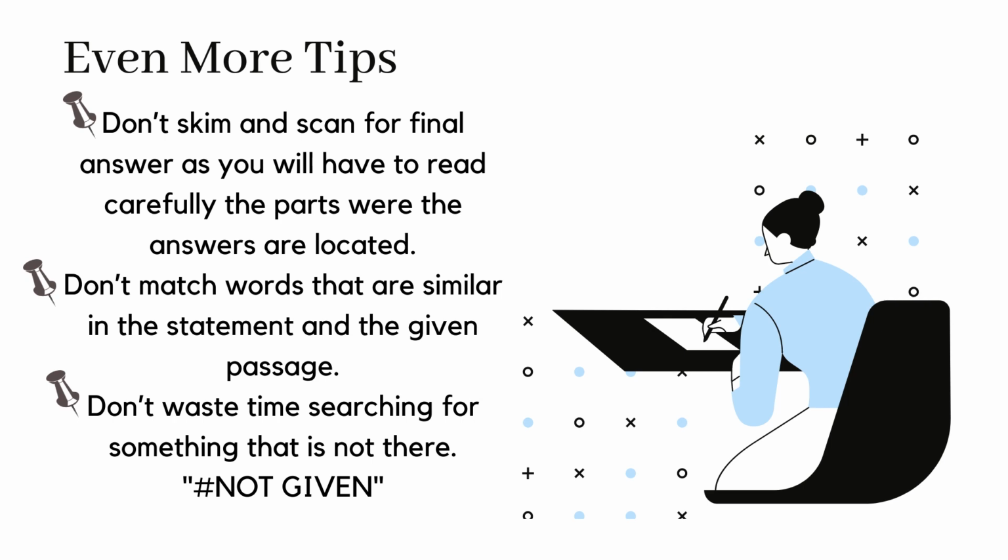Don't waste too much time looking for something that is not there. If you have no idea what the answer is, then put down not given. It is the safe side. You probably have no idea because the answer is not there. You should not waste your time on statements that are not given in the passage. As you have already read the passage, you know each sentence and have understood at least a little of them. So if you think this statement is not given, then put not given. Don't waste a lot of time on that particular question.